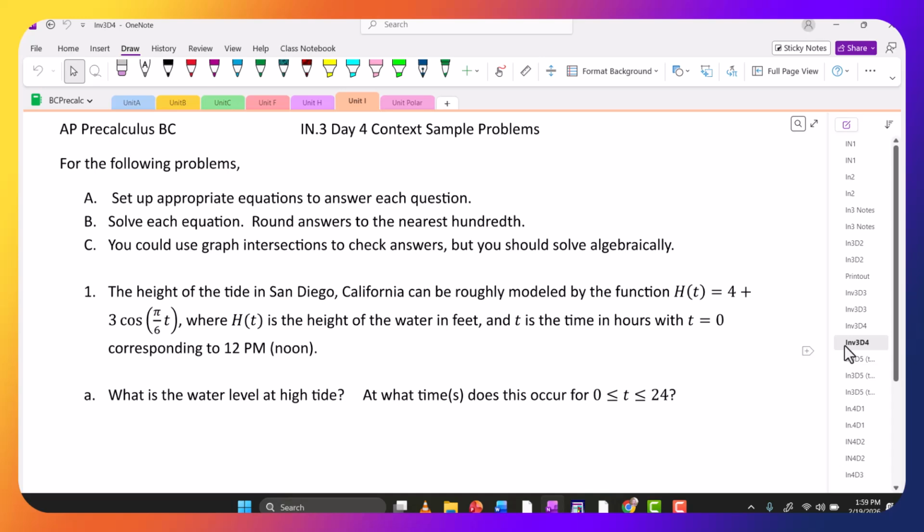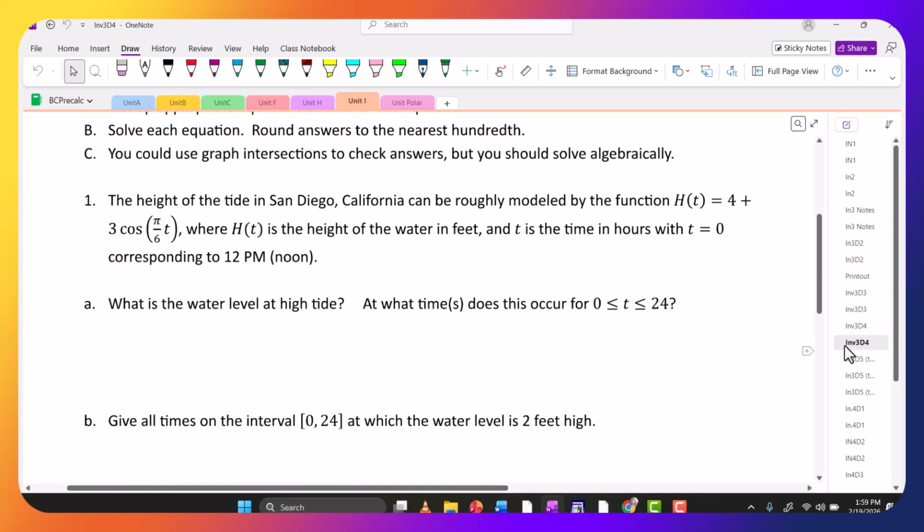All right, set up an appropriate equation to answer your question. Solve each equation. You could use graph intersections to check answers. We're going to hit this graphically here. But the first thing you could do without a graphing calculator is this. Trying to get the pen activated.